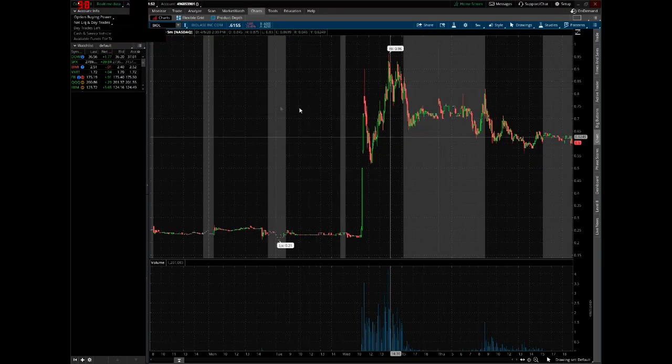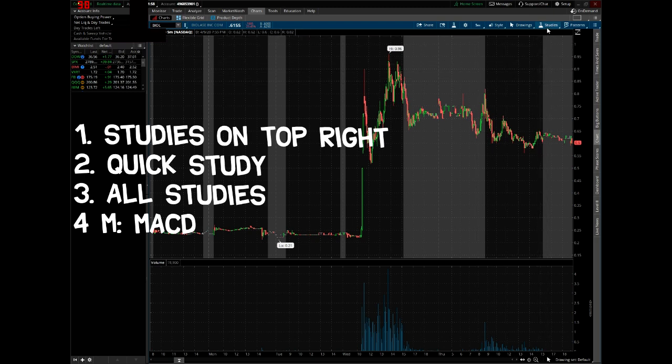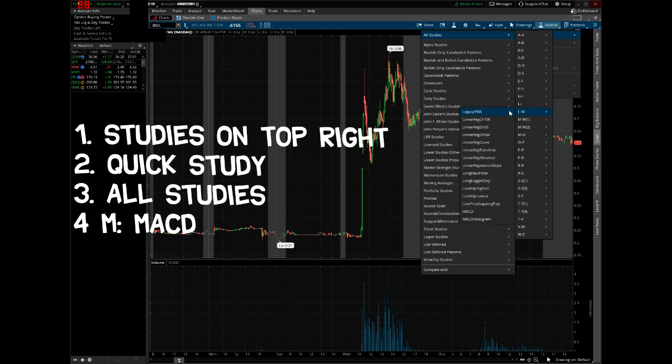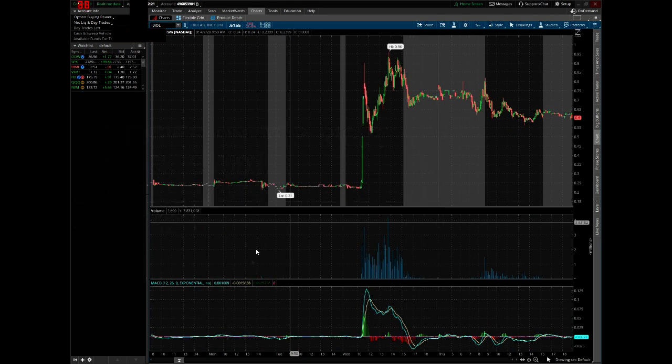Alright, ladies and gentlemen, so here we are in the mystical land that is Thinkorswim. And in order to get the MACD indicator, you got to go up here to the top right where it says studies. Go from studies to quick studies to all studies to down here M, obviously, and then the MACD indicator. So that once again is studies, quick studies, all studies, and then M, MACD, obviously. And it pops up down here as any indicator would.